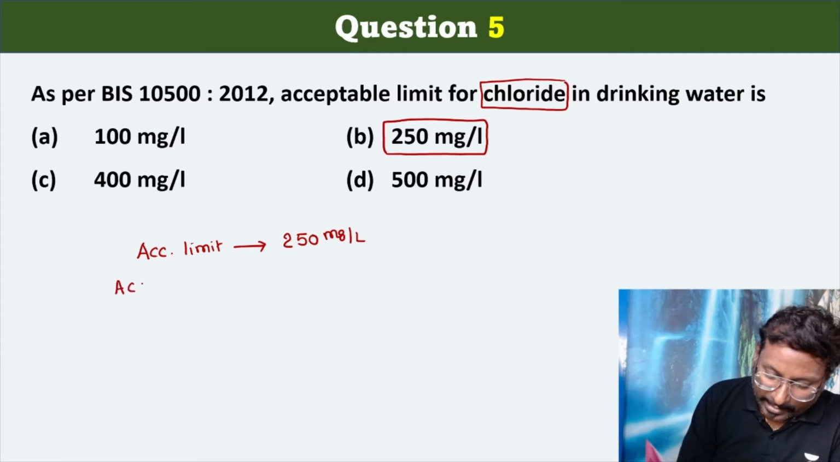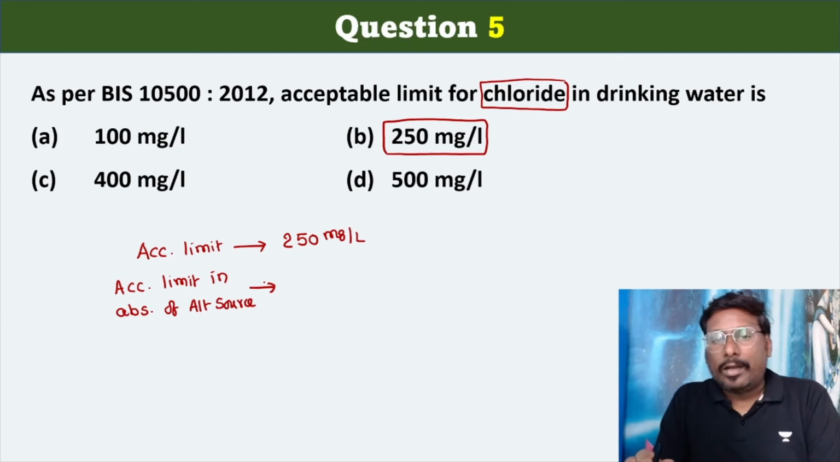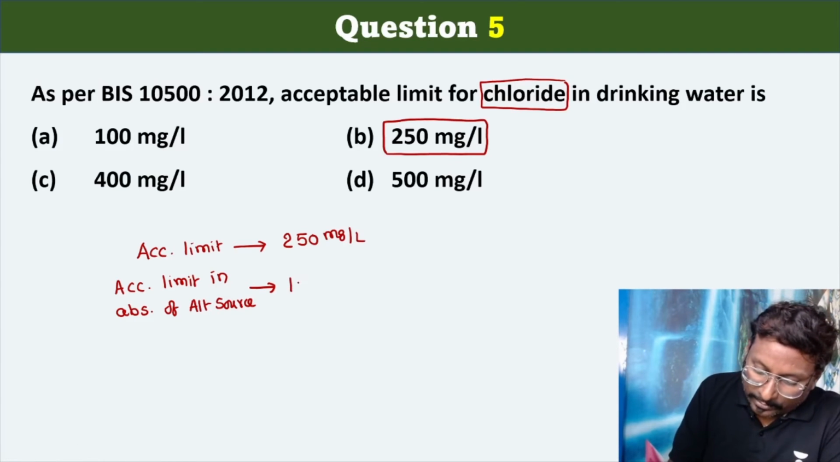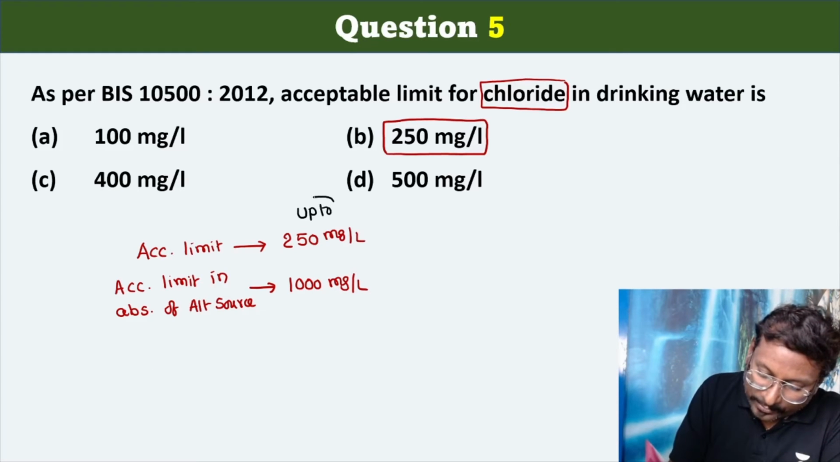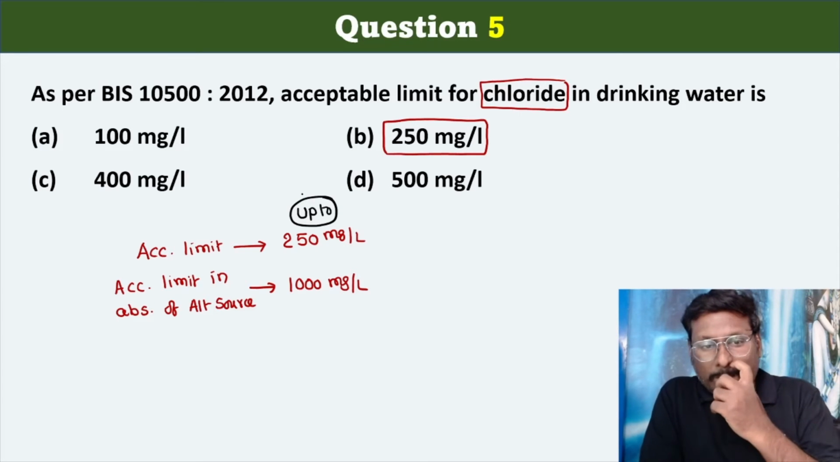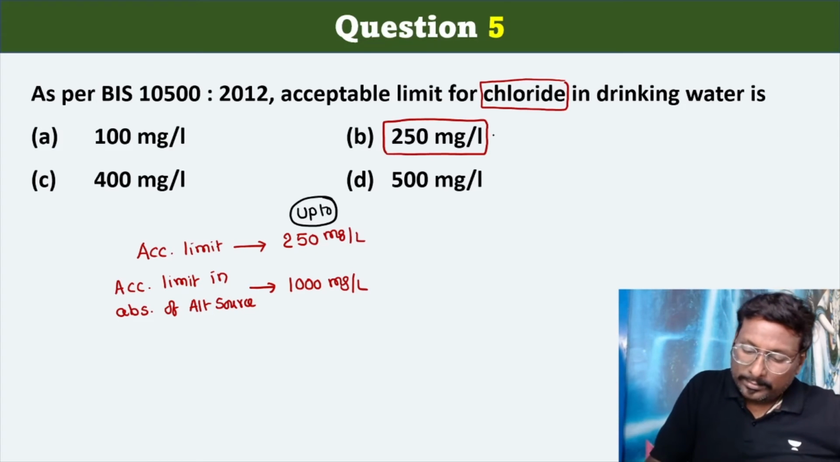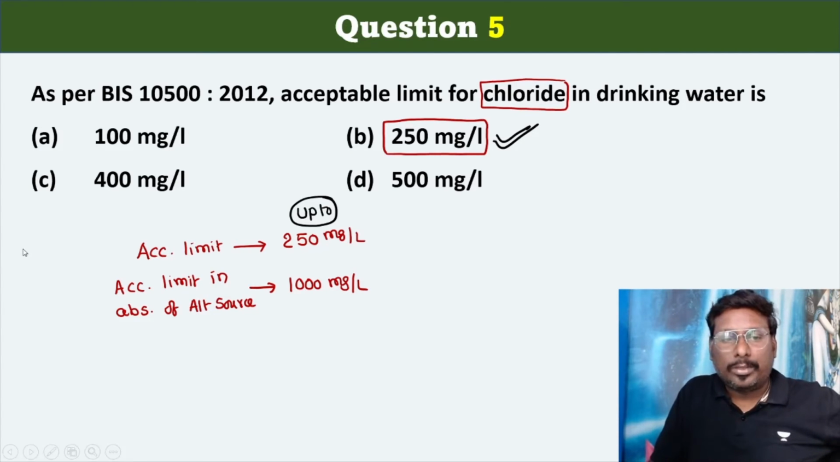Second one, acceptable limit in absence of alternate source. If no other source, only you have the choice to use that water only. Up to what limit you can use? That is 1000. So only acceptable limit they are asking, not in absence of alternate source. So you go for up to 250 mg per liter. If it is in the absence of alternate source, you select 1000, but only acceptable limit 250.